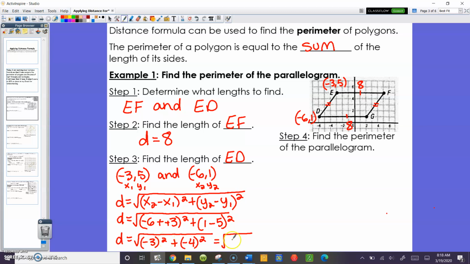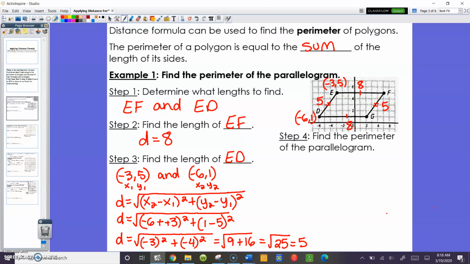-3 squared is 9, and -4 squared is 16. All right, 9 plus 16 is 25, and we all know that the square root of 25 is 5. So that means that the length of ED is 5. And if ED is 5, FG is also 5.